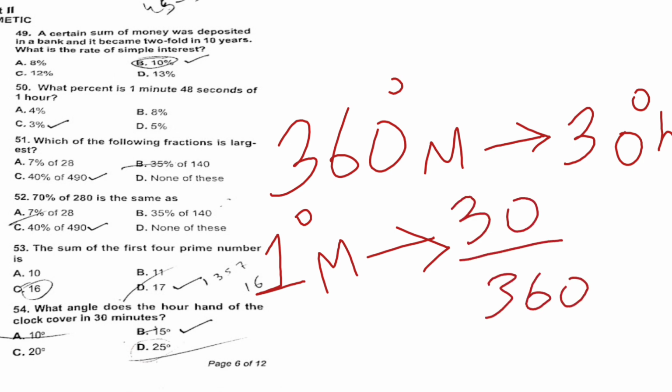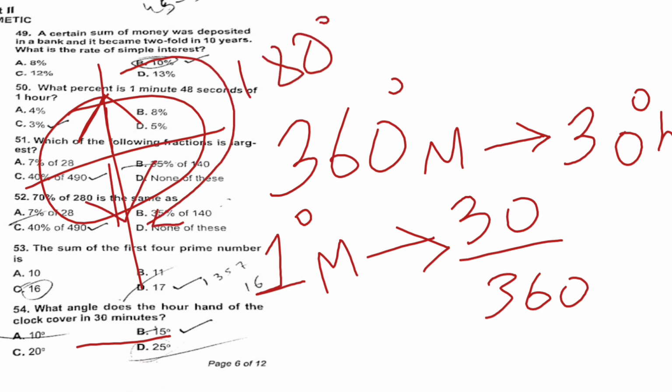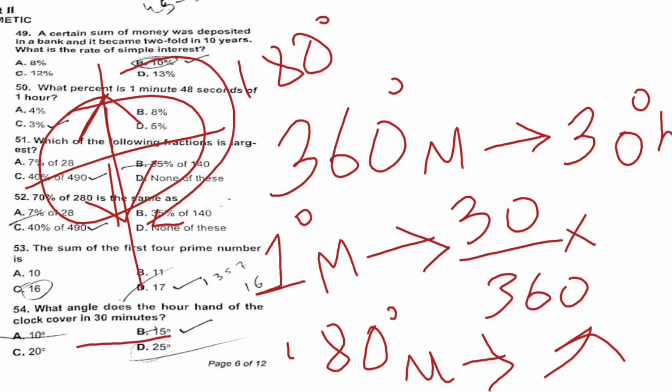And what does the question say? The question says 30 minutes. 30 minutes, that means suppose your minute hand is here, in 30 minutes it will come here. So what is the degree rotation? It is a rotation of 180 degrees. So 180 degrees of minute hand is equal to, I'm writing it here for convenience sake, 180 times 30 by 360. Solve this and you'll get the answer as 15 degrees.